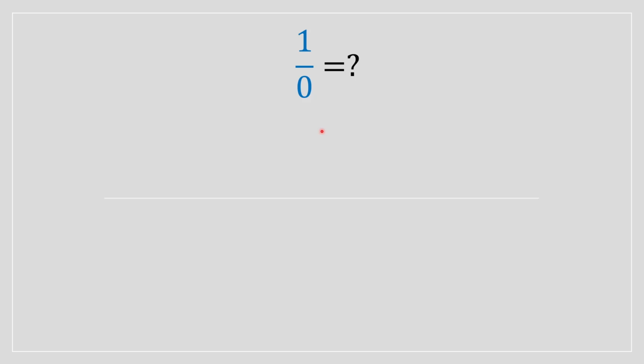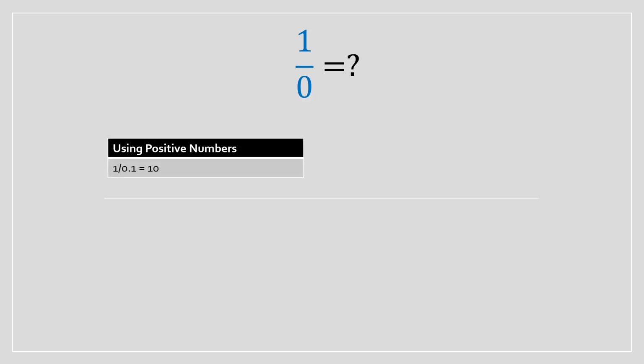Have you ever wondered why 1 divided by 0 gives you an error on your calculator? And I'll prove to you why you get an error. Right, so the first thing you have to do is, we're going to have to look at it from two different perspectives. So the first perspective is we're going to look at it with positive numbers.